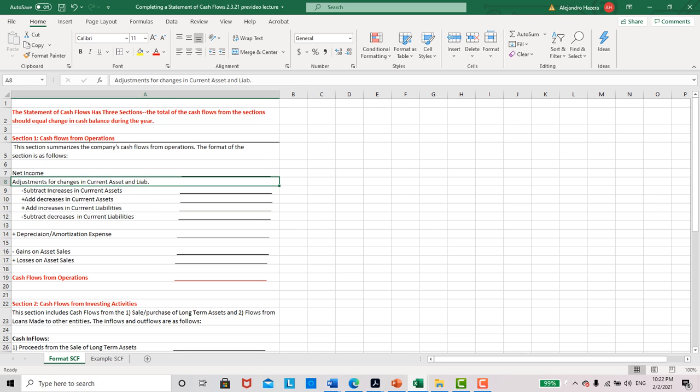Always remember that the adjustment for assets goes in the opposite direction of the change in the asset, for current assets and all assets. So you're always going to subtract increases in current assets. The adjustment for assets is always the opposite of the direction of the actual change in the asset. If it goes up, you subtract it. And you add back any decreases in the current asset. If the current asset goes down, you add it back.